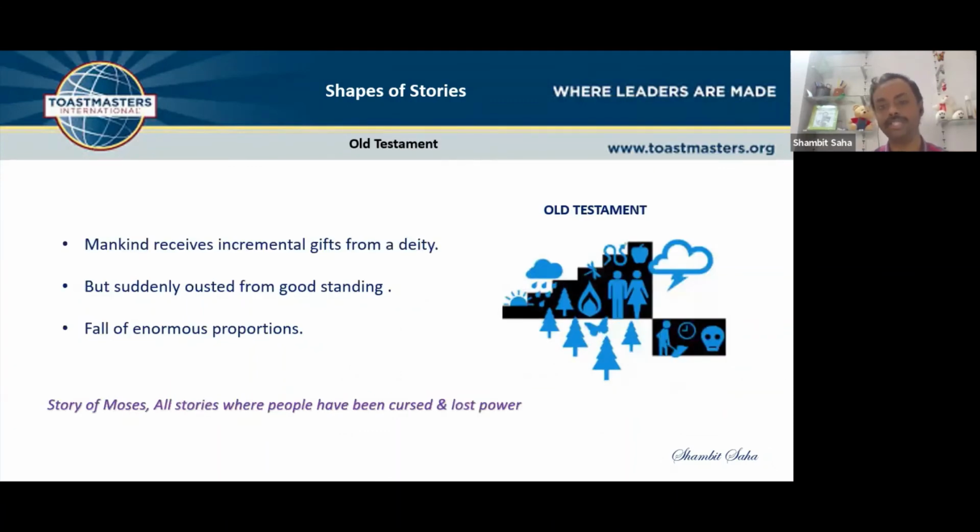And finally, the Old Testament. The Old Testament is just a creative story wherein there is a dark side. It's like the Midas, right? The Midas touch. You get everything, and then all of a sudden, by some curse, you lose it.